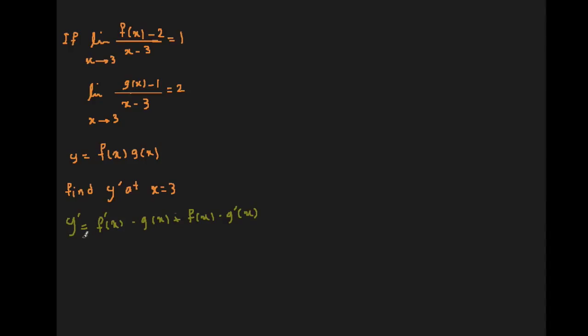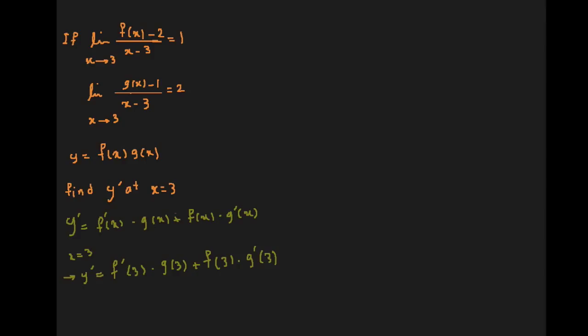Okay, and if we want to know the derivative of y at point 3, we just substitute x by 3. X equals 3, and then y prime is the derivative of f at point 3 multiplied by g of 3, the value of g at point 3, plus f of 3 multiplied by the derivative of g at point 3.